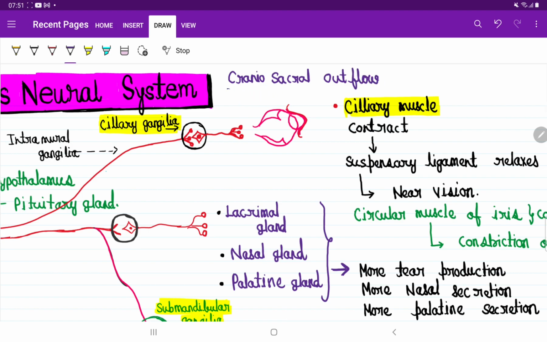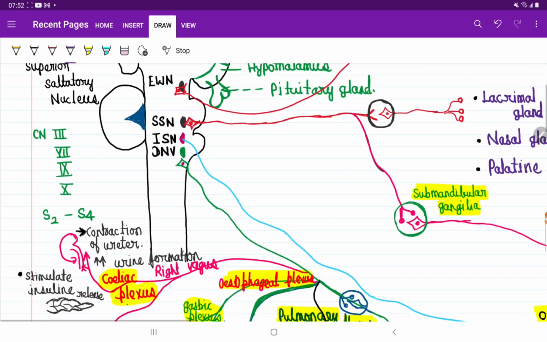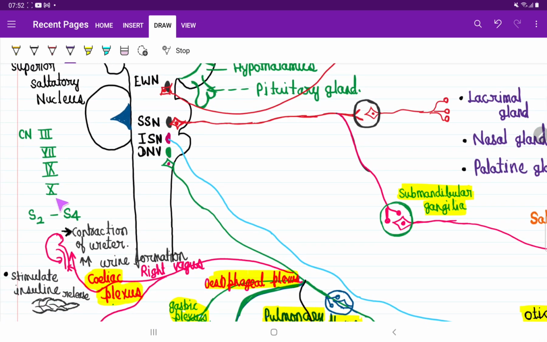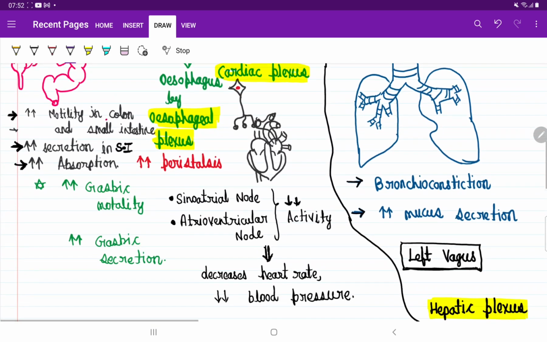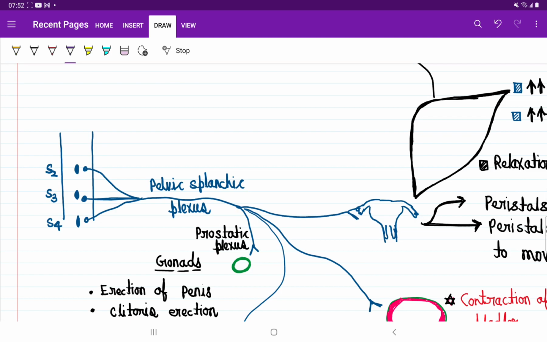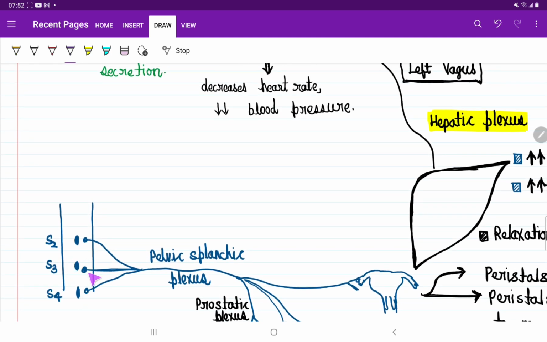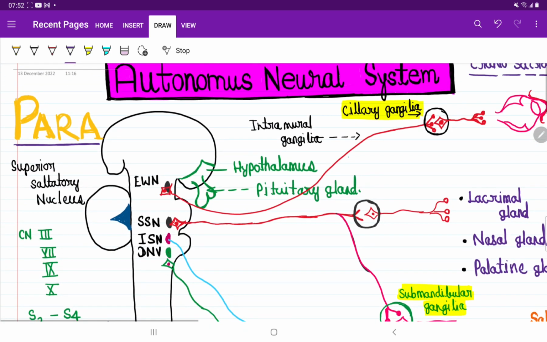Because this part of the neural system includes cranial nerves. Which cranial nerves? Cranial nerve 3, cranial nerve 7, cranial nerve 9 and 10. And then the sacral spinal nerves also participate, S2, S3 and S4. That's why we are calling it craniosacral outflow.